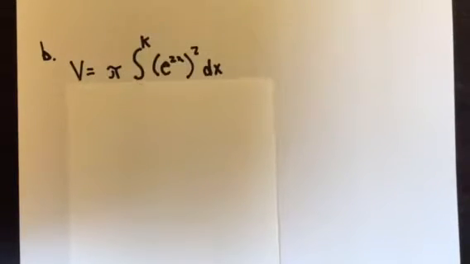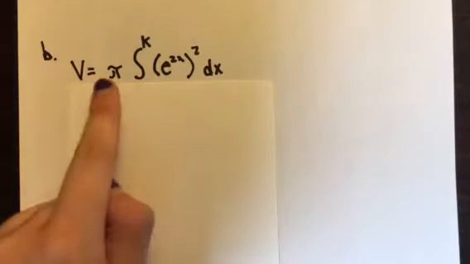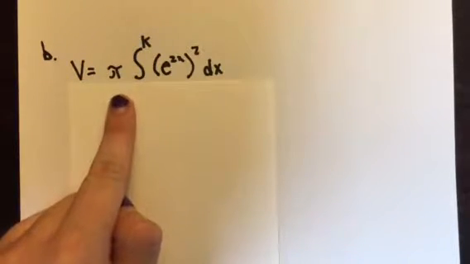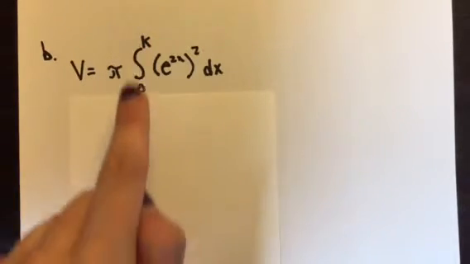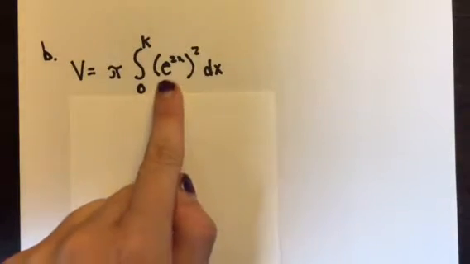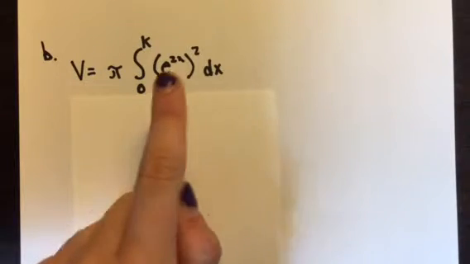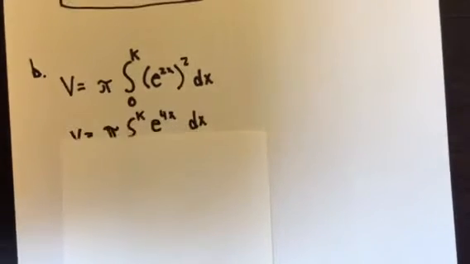So let's write out our integral. So our volume V is equal to pi. So we're going to multiply this by pi, and then we evaluate that from 0 to k, because those are our 2 x values. That's kind of the bounds of our region R. Now we have our f of x, e to the 2x. We square that, and then we have our dx.